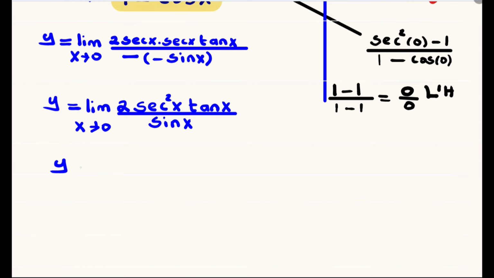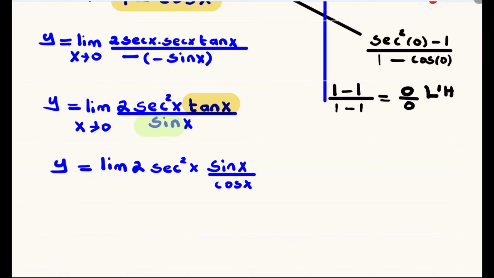we have y is equal to the limit of 2 multiplied by sec squared x, but we change that tan x and we write it as sin x divided by cos x. We change the tan x and simplify, because if we were to directly substitute the 0, we will still get 0 divided by 0, meaning we have to use the L'Hopital for the third time. And that sin x in the denominator, we express it with this division sign.